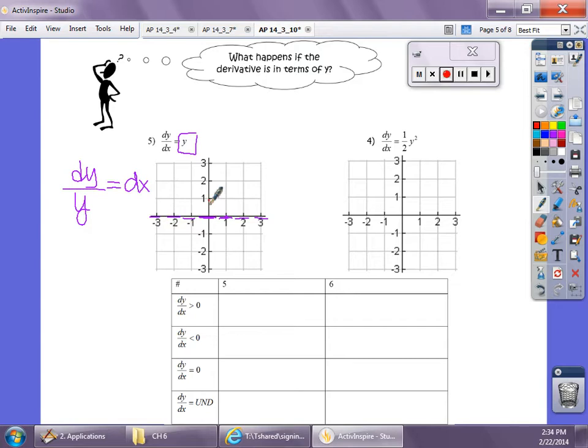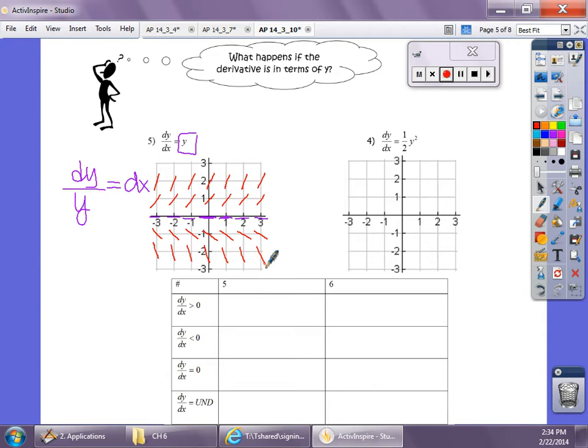So 0, comma 1, well the slope would be 1 here. 1, comma 1, the slope would be 1. 2, comma 1, the slope would be 1, and so on. So here all the slopes are 1. And then 0, comma negative 1, the slope would be negative 1. And these would all have a y value of negative 1, therefore they all would be negative 1. These would be points at negative 3, comma 2, the y value is 2, so the slope is 2. And all these y values being 2 makes all the slopes 2, and makes all these slopes negative 2.